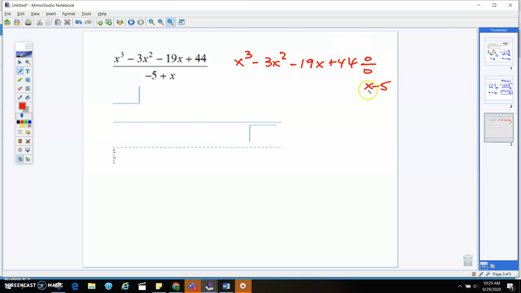Alright, so now we're going to change the sign, put it in this first box, and write out the coefficients of everything. And then we're going to bring down the first box, multiply, add, multiply, add, multiply.